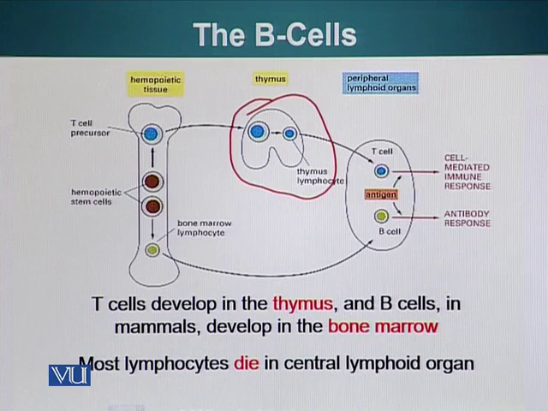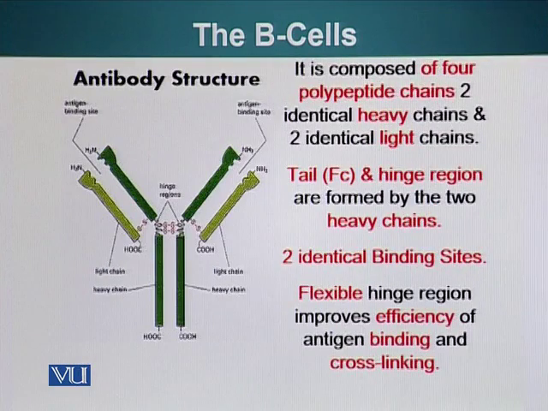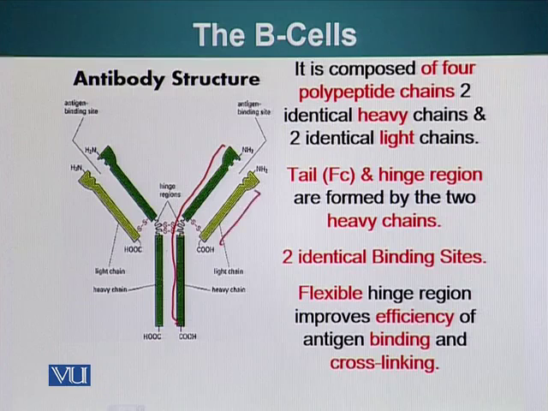One point I would like to make is that maturation of B cells is antigen independent. As we will proceed with this topic, we will see that B cells mature in the absence of antigen. So what is antibody? Let's look at the structure of antibody. Antibody is this Y-shaped molecule which is composed of 4 polypeptides, 2 identical heavy chains and 2 identical light chains. These are the 2 heavy chains, and these are the 2 light chains.